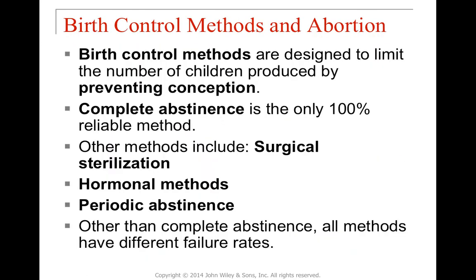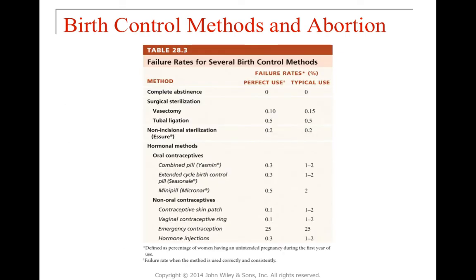But some of the other methods include periodic abstinence, so only engaging in sexual intercourse during days that are less likely to result in pregnancy. This is also known as the rhythm method. But everything other than complete abstinence is going to have a slight failure rate. Some of them are going to have much larger failure rates. For example, the rhythm method is going to have one of the largest failure rates.